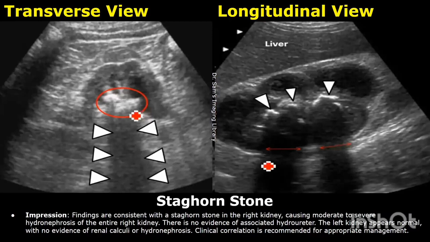This is the impression. Findings are consistent with a staghorn stone in the right kidney, causing moderate to severe hydronephrosis of the entire right kidney. There was no associated hydroureter, and the left kidney was normal. Clinical correlation is recommended for appropriate management.